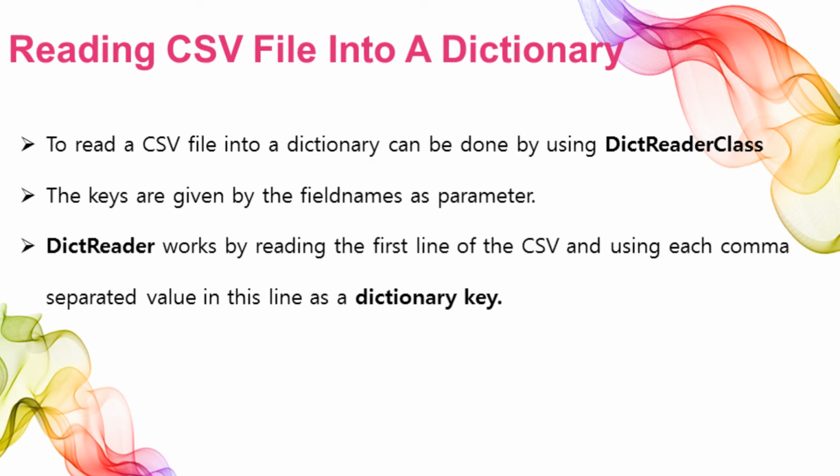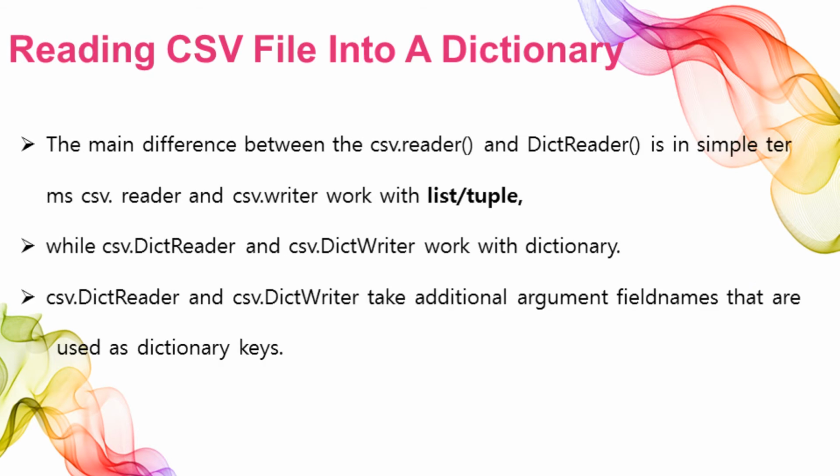A dictionary is a collection of elements that is enclosed by curly braces. Here a dictionary is used to look up one value to match with another value. It is enclosed with some key values, and the key values are given by the field names as parameter. So here, reading CSV file into a dictionary.